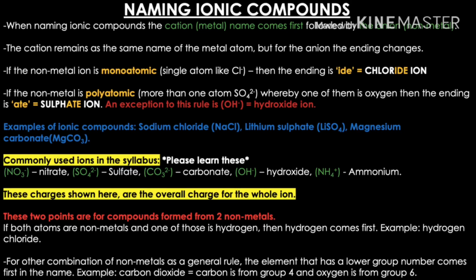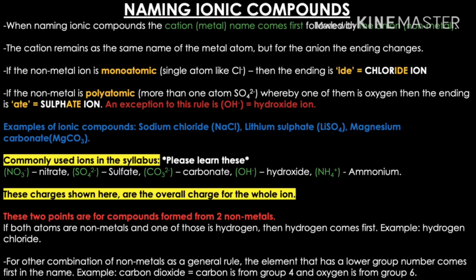For example, if the non-metal ion is monatomic, so it's a single atom like Cl-, then the ending would be "ide", so for example, chloride, bromide, fluoride. Whereas if the non-metal ion is polyatomic, so there's more than 1 atom, and one of the atoms is oxygen, then the ending will be "ate", for example, sulfate ion or nitrate ion. An exception to this rule is OH-, which is called hydroxide ion.